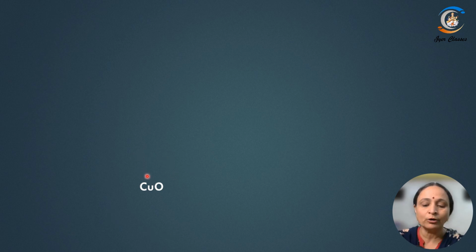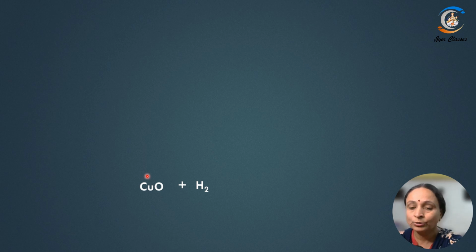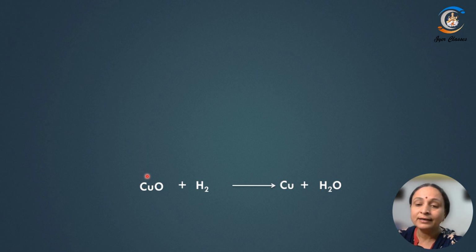Now this copper oxide, if it is reacted with hydrogen, so you take copper oxide, heat it, pass hydrogen over it. So what you will be getting? The black colored copper oxide will now convert into brownish red copper metal, and you also will get some steam which is coming out in the form of water.